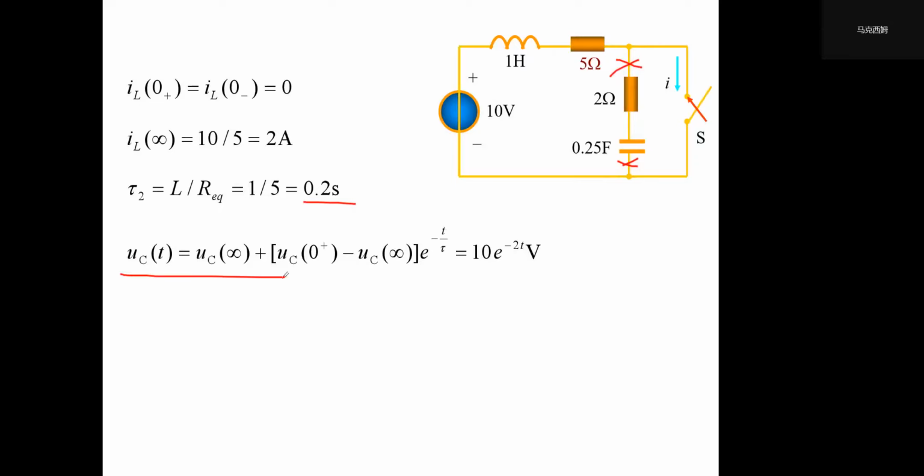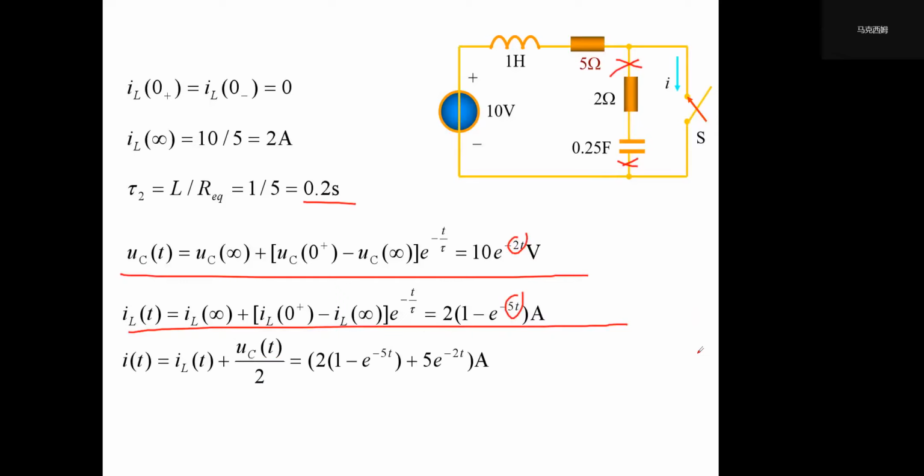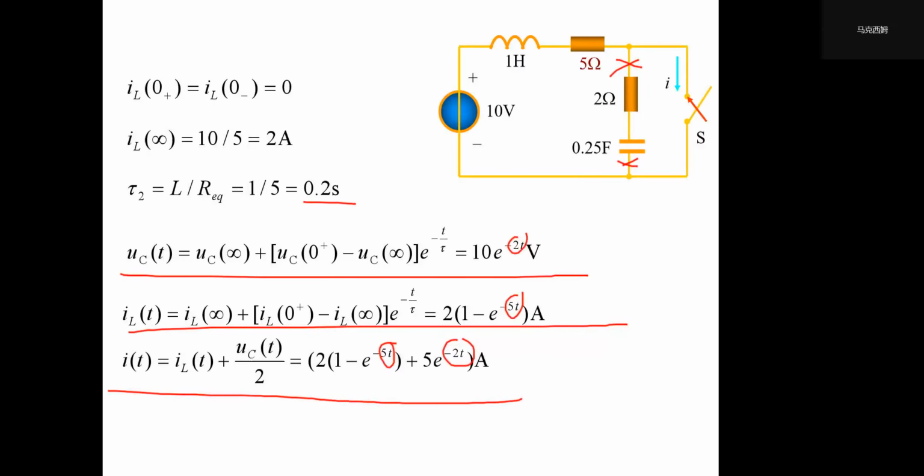We put them in this. And for IL, we just put them in this. We see the expression of IT. They don't share the same time constant. And IT equals this. So IT contains two parts, and this one is this. They don't have the same time constant. So this is a very special case.